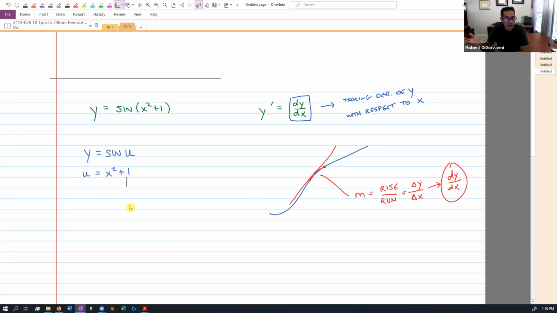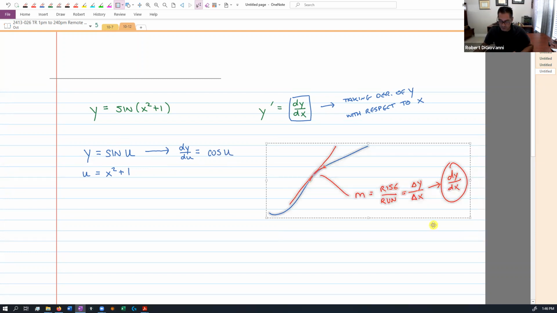Now, the question is, what do we do now? So here's what Leibniz did. He said, okay, I'm going to look at that equation, and I'm going to take the derivative of this with respect to u. So he said, I want to know what is the derivative of y with respect to u. Because on the right-hand side of the equation, isn't the variable u? It's not x. So we have two variables here, y and u. So he took the derivative of y with respect to u, which should just be cosine of u.